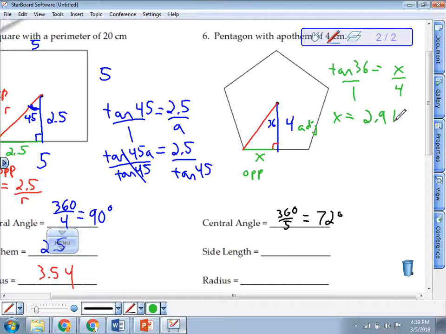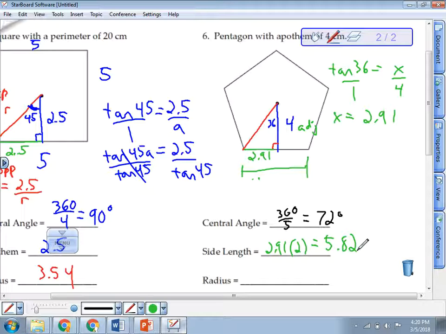So that's just this piece. This piece right here is 2.91. I need to double that to find the whole side. So my side length would be times 2. I'll just do 2.91 times 2, which would equal 5.82. So there's my side length.